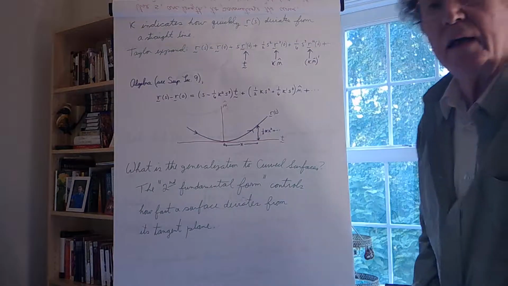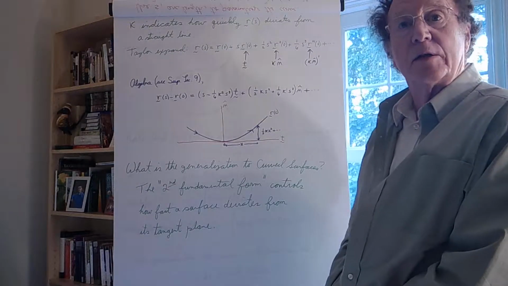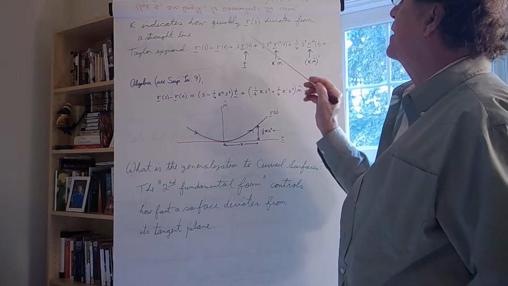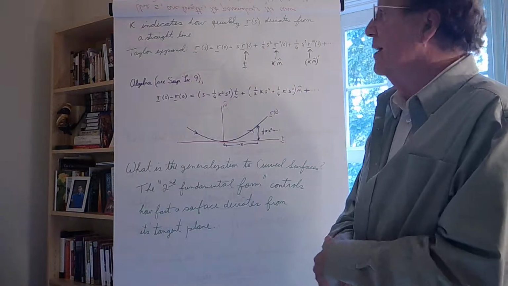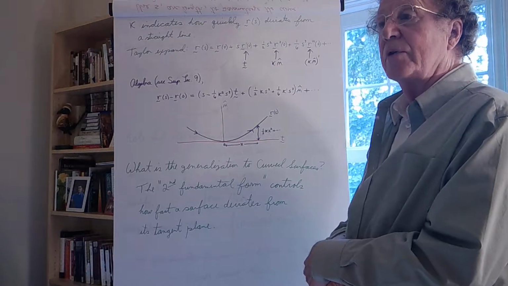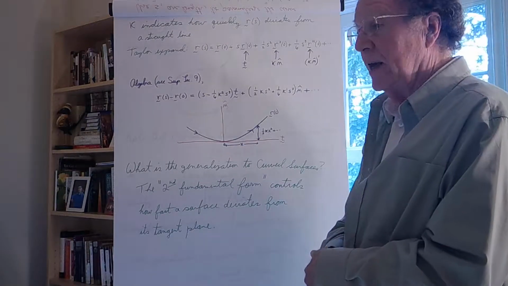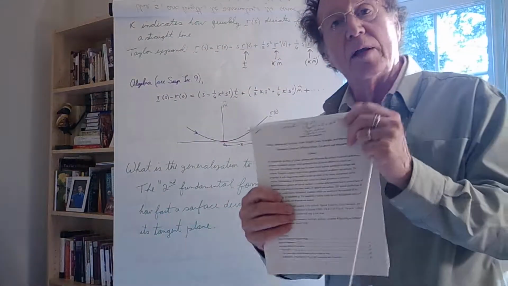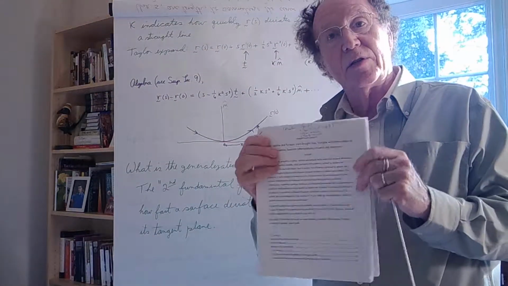Now, what's the geometric interpretation of kappa? The curvature indicates how quickly the curve deviates from a straight line. Okay. In the case where kappa equals 0, as discussed in supplementary lecture 9, which I hope you're following along with as we make the lectures.